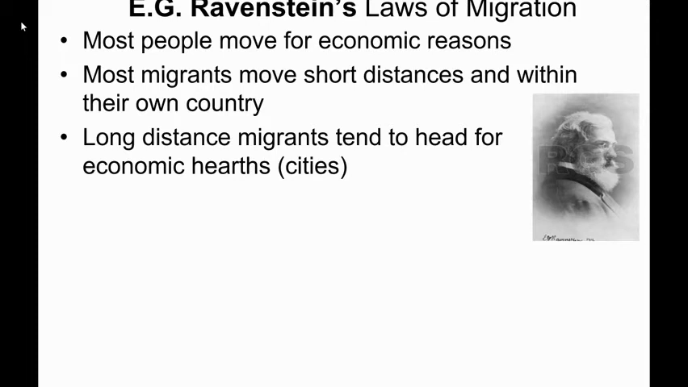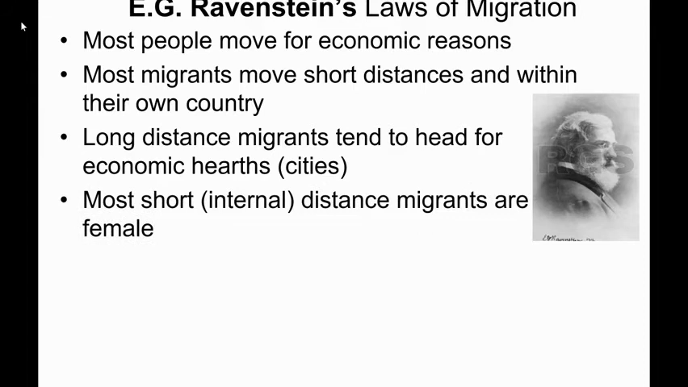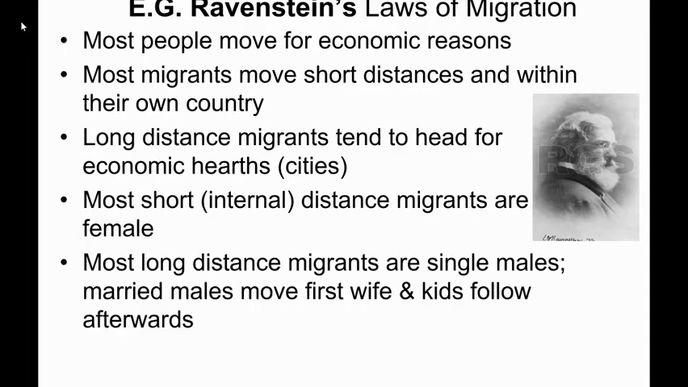But even if it's farther away, Raton, New Mexico is closer than Denver, but you're likely to go to Denver even though it's farther away because that's where more jobs and opportunities and maybe even people that kind of look and act like you are, because people tend to cluster with people that are ethnically similar to them. Okay, most short distance migrants typically are female, whereas most long distance migrants are single males, and single males typically in their 20s to 40s.